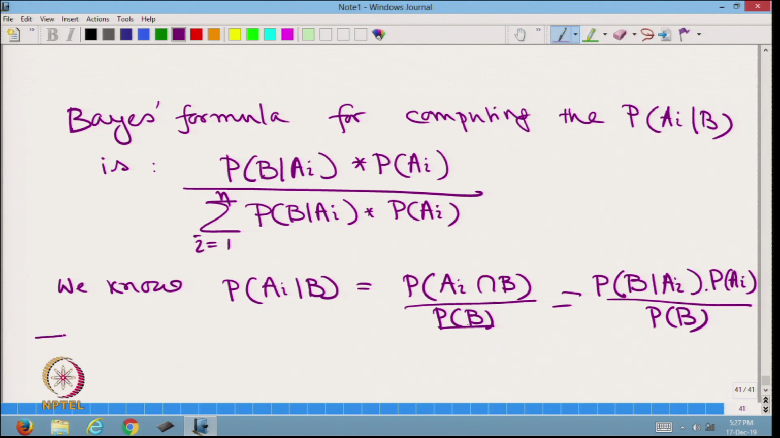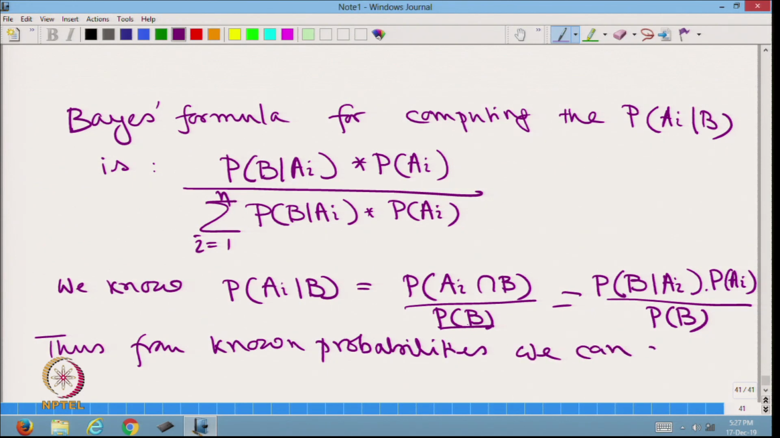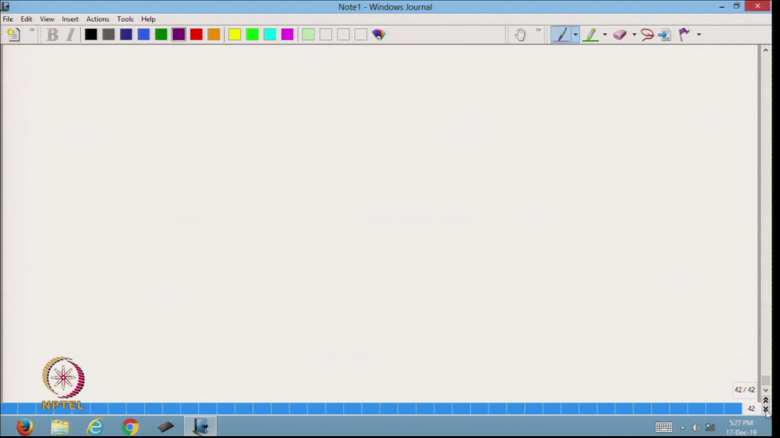Thus, from known probabilities we can compute the a posteriori probability. Let me give an example.